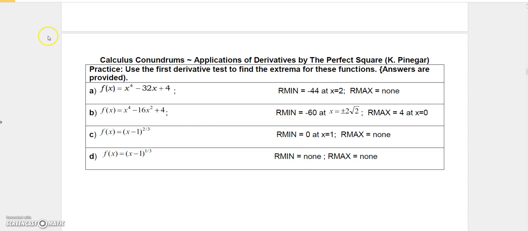Okay, so now we'll go on to the next video over a couple of theorems, Rolle's theorem and the mean value theorem.